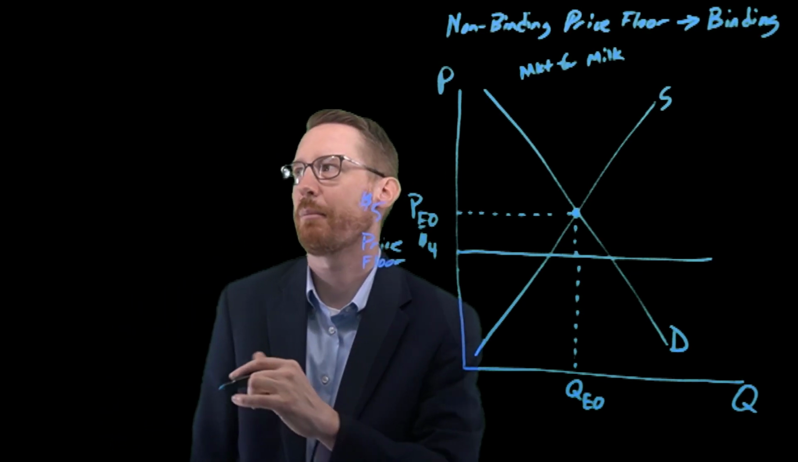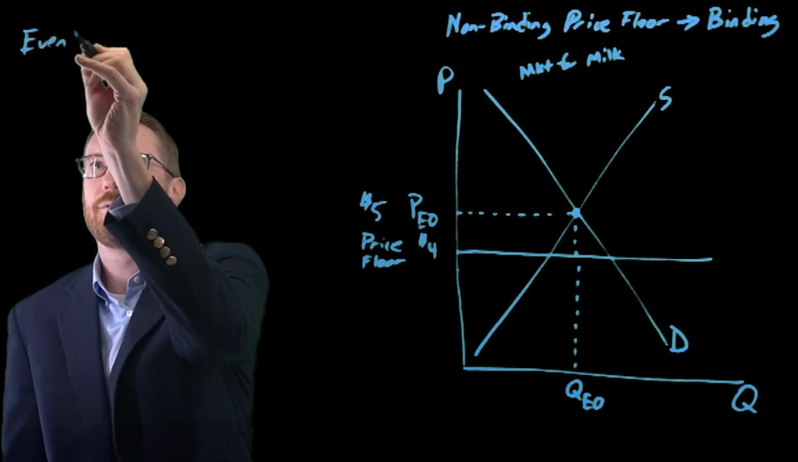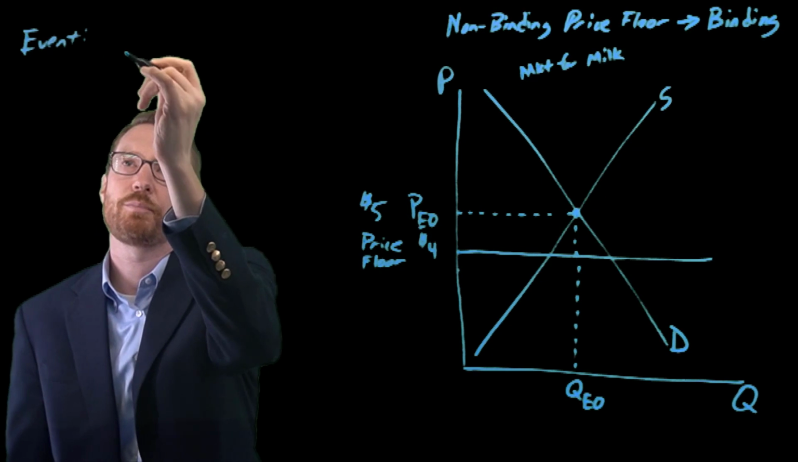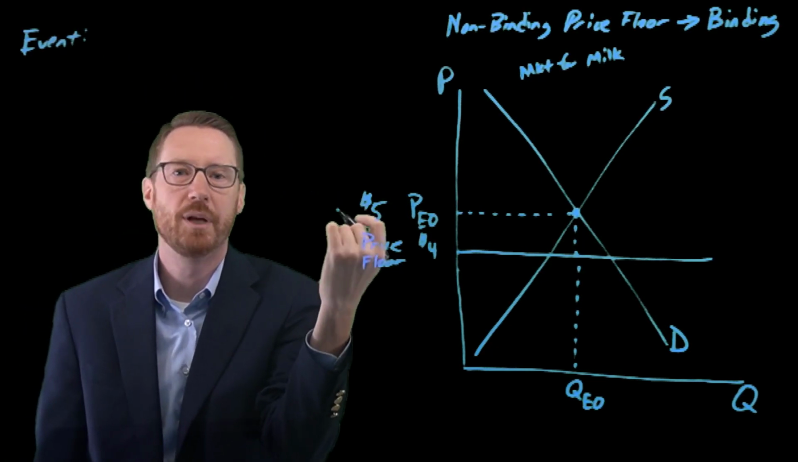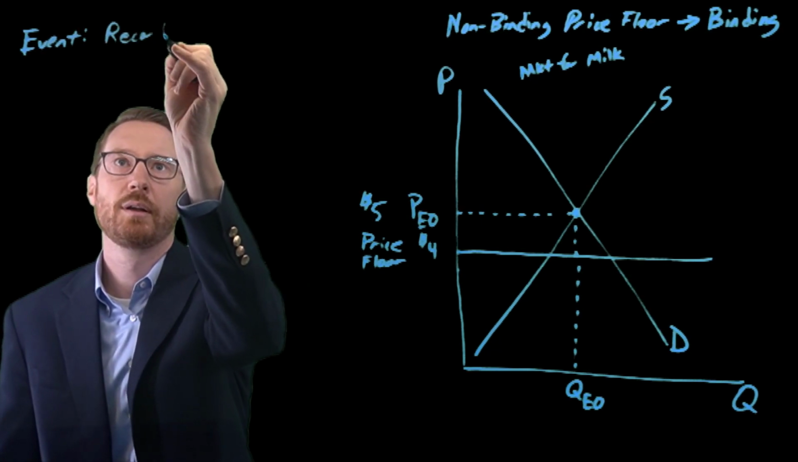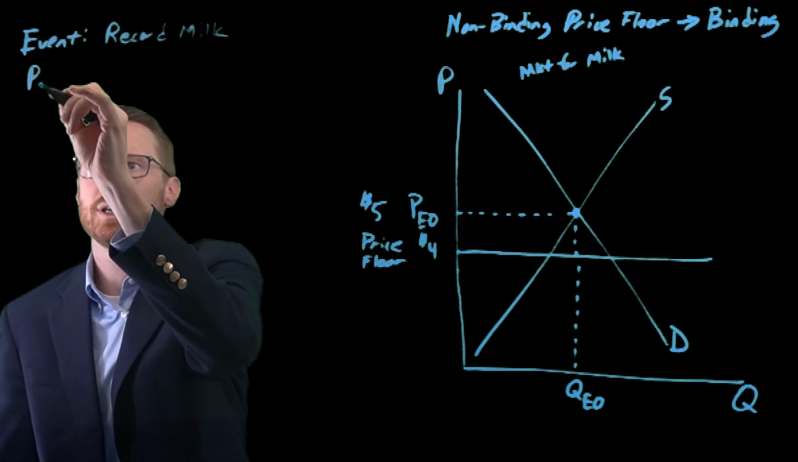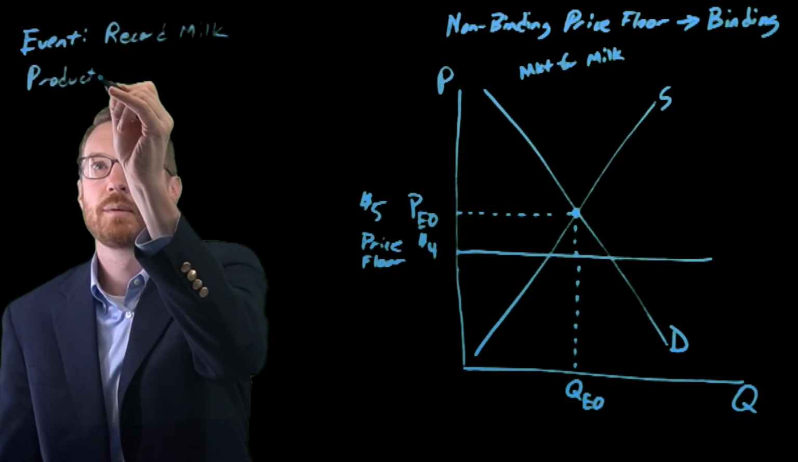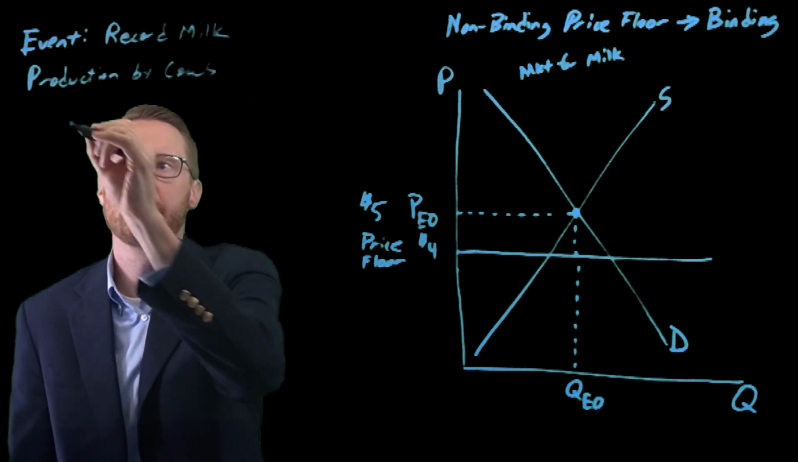All right, so let's think about our event. What's our event? Let's suppose that it's a record production of milk by cows.